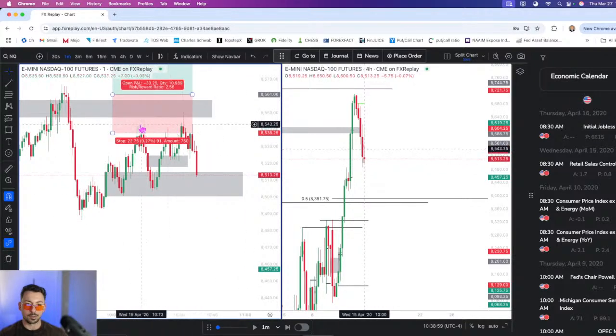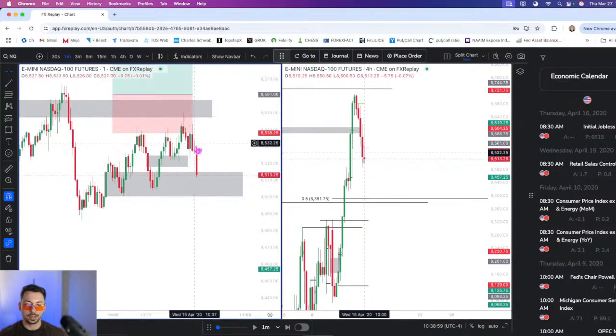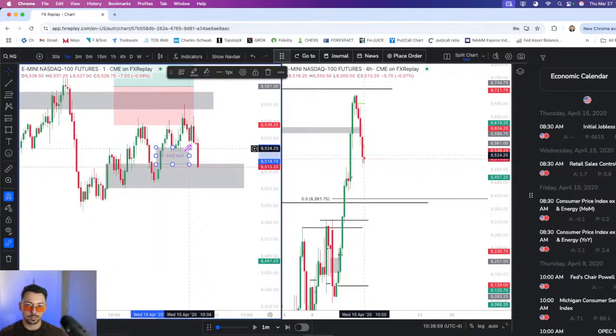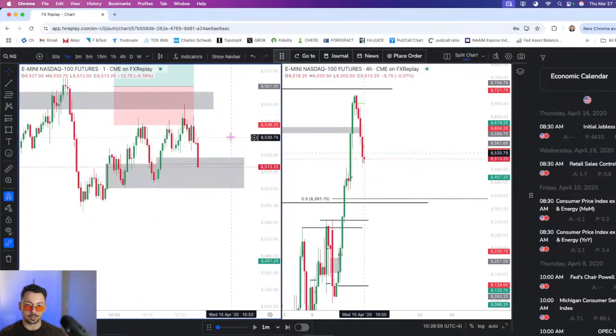Okay, so we swept liquidity to the upside here. If this ends up closing below, I think this is a good short. We have a lot of LRLR here. In fact, this is kind of small, but I still think this is going to work. Okay, I'm going to try this short, guys, right now.